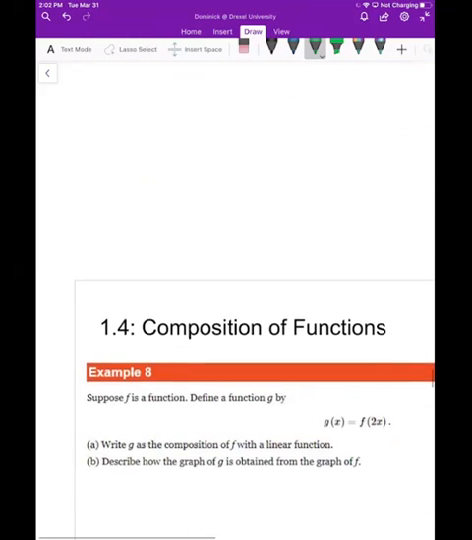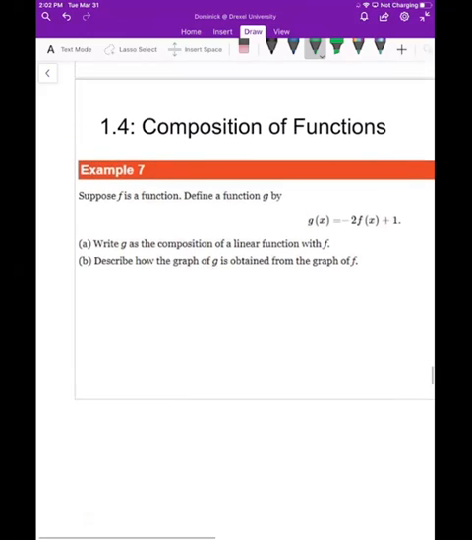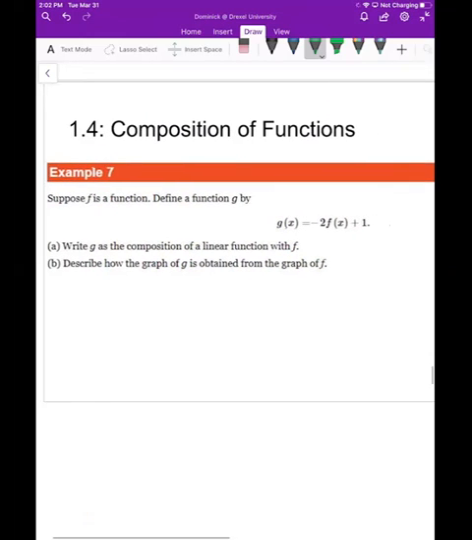All right, now it looks like we got 3 more examples. So these now all deal with how we can talk about transformations in the form of a composition of functions, right? So in part A, we want to write g as the composition of a linear function with f. So what's happening to f? Well, g of x is -2 of x plus 1, as long as I define a separate function as f of x. So what this really means is that I'm taking g of f of x, and that would be my linear function there.